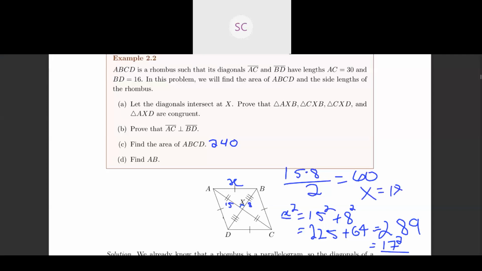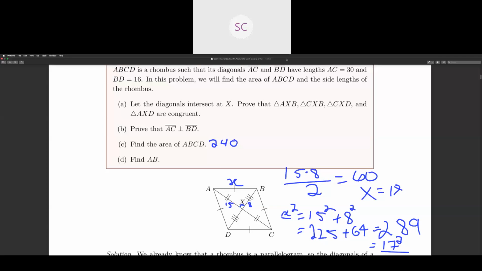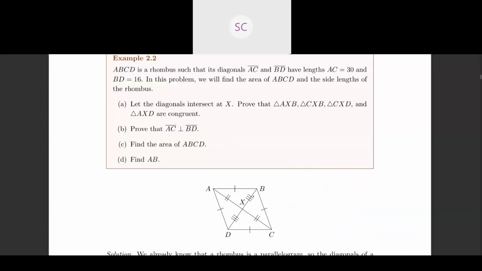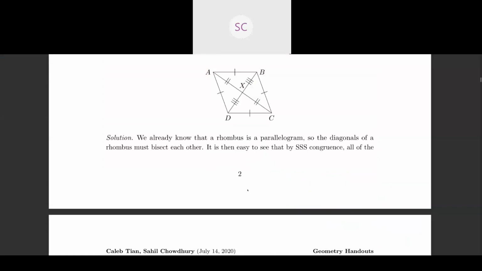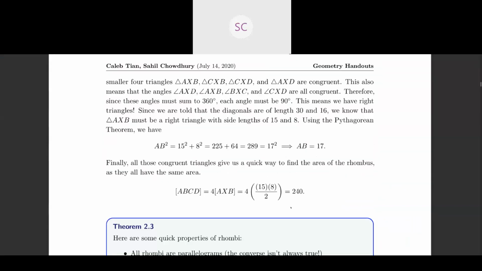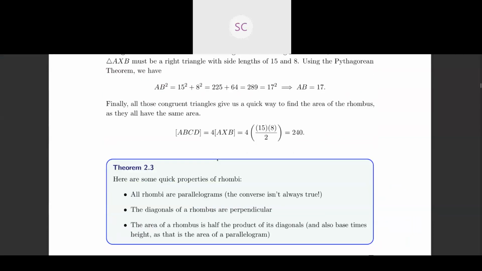This is pretty interesting: from just using properties of parallelograms, just from the diagonal length, we were able to get the side length. And that's actually a property restricted to rhombuses. You can't do that for every parallelogram. And you see here that it is indeed 240.